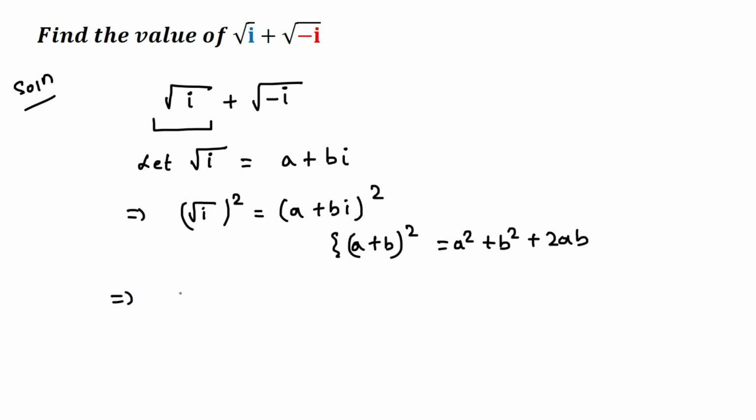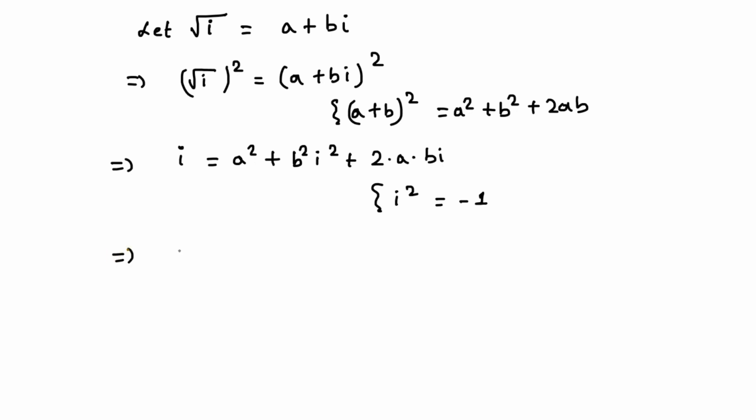So root i squared is nothing but i. The square root gets eliminated, and here we have a square plus b square i square plus 2 multiplied with a multiplied with bi. As we know, the imaginary value i square equals minus 1. So this implies i equals a square. Here I'll put the value of i square as minus 1. So this will become minus b square plus 2abi.